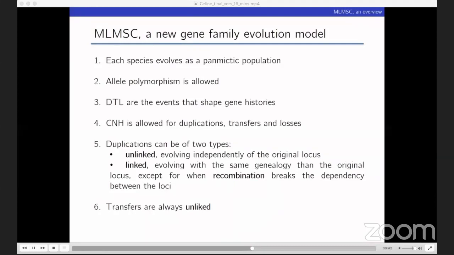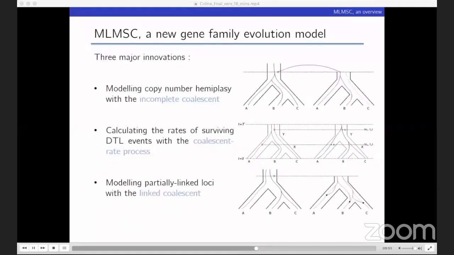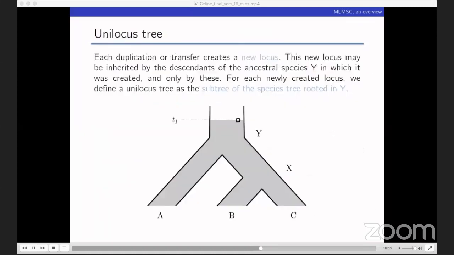Then in our model, we have both unlinked duplication, as in the Lucas3 model, and linked ones, as in the Haplotype3 model, where a recombination can possibly break the dependency between the loci. Finally, transfers are always unlinked. Our new model has three major innovations. First of all, thanks to the incomplete coalescent, we can model copy number hemiplasy. Second, thanks to the coalescent rate process, we can calculate the rate of surviving DTL events. And finally, thanks to the linked coalescent, we can model partially linked loci. In the next slides, I will try to give an overview of these three processes.